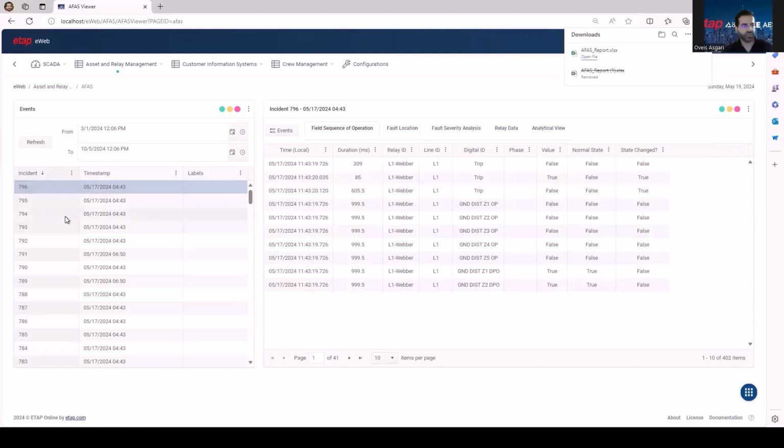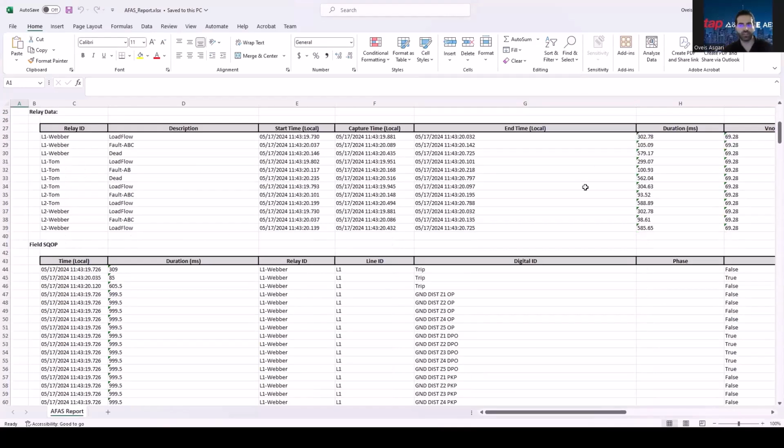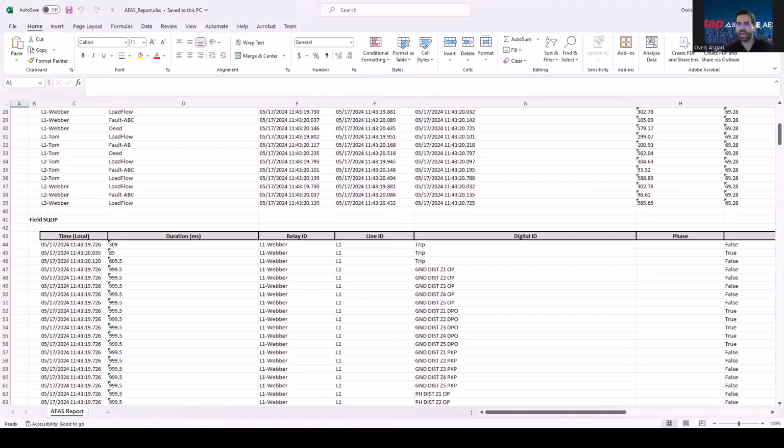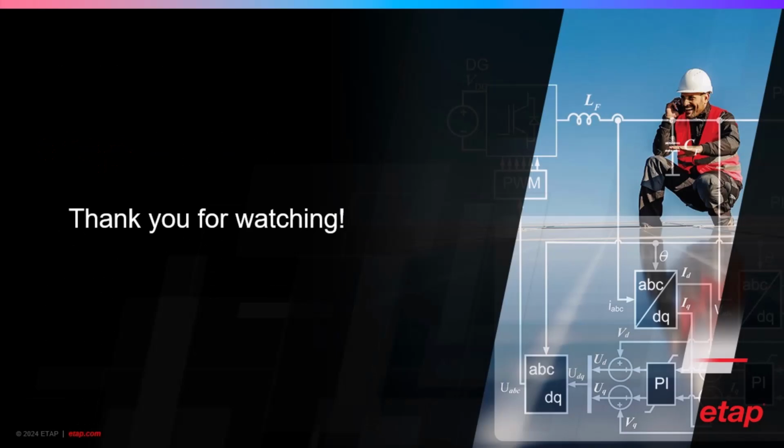Lastly, we can generate a comprehensive event report providing a complete overview for analysis and documentation purposes. With that, I conclude my demonstration of ETAP's AFAS and its capabilities. We've seen how AFAS efficiently processes disturbance records, provides detailed fault analysis, and enhances system reliability by integrating advanced visualization tools like Waveform Viewer. Thank you for joining us today. If you have any questions, please feel free to reach out.